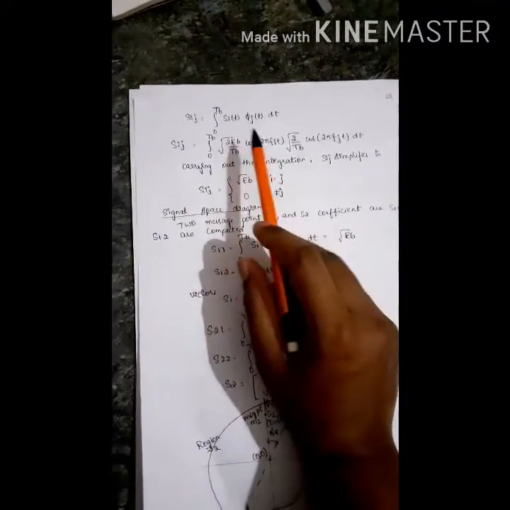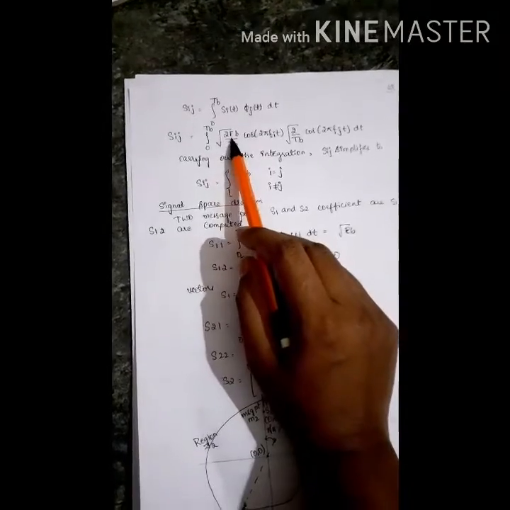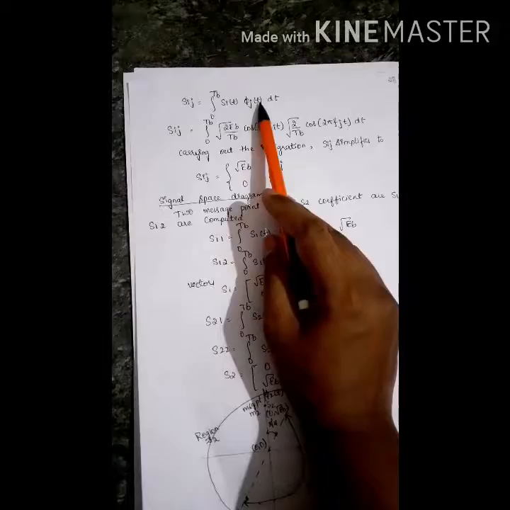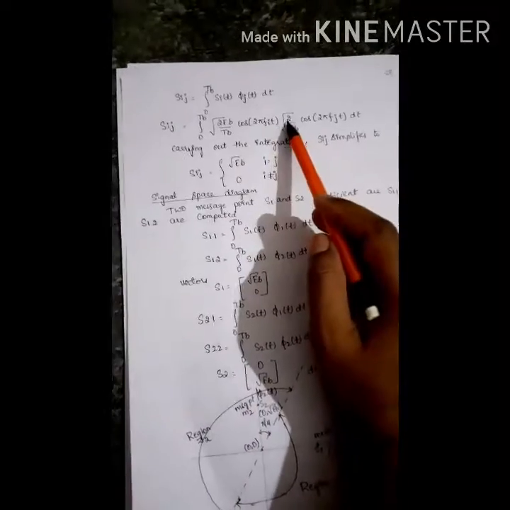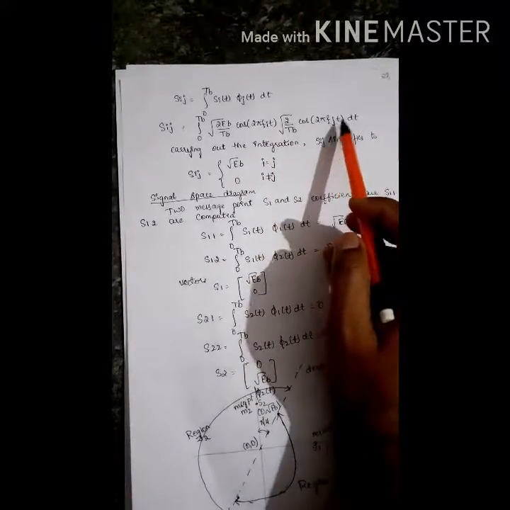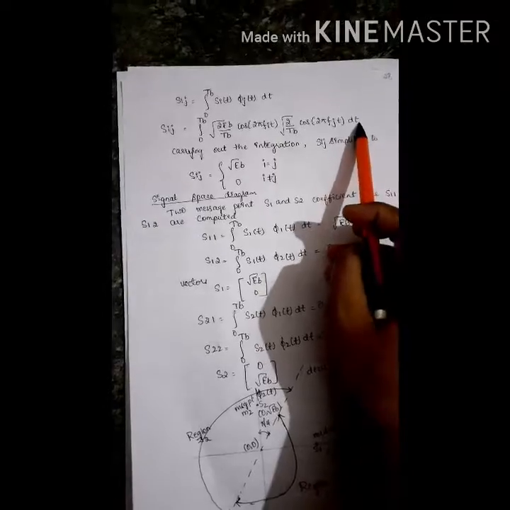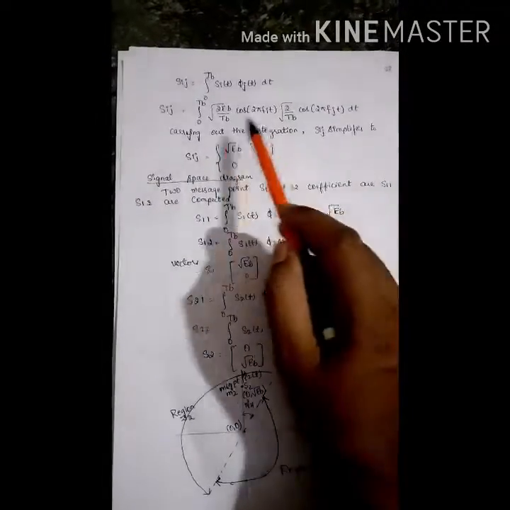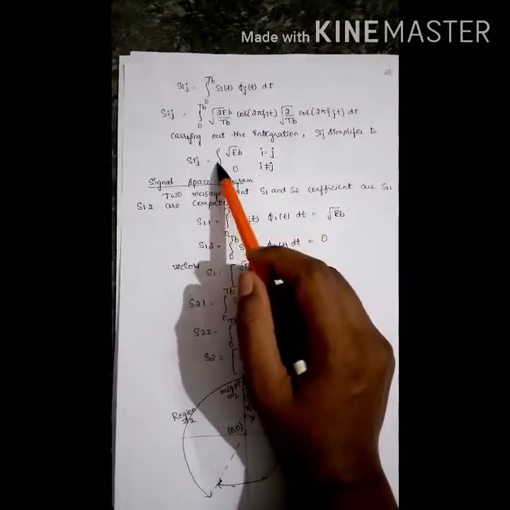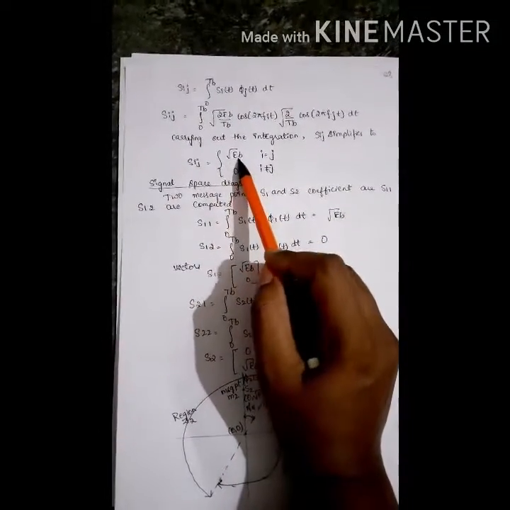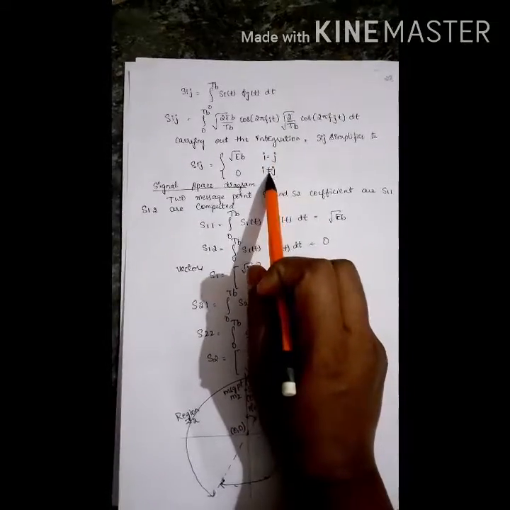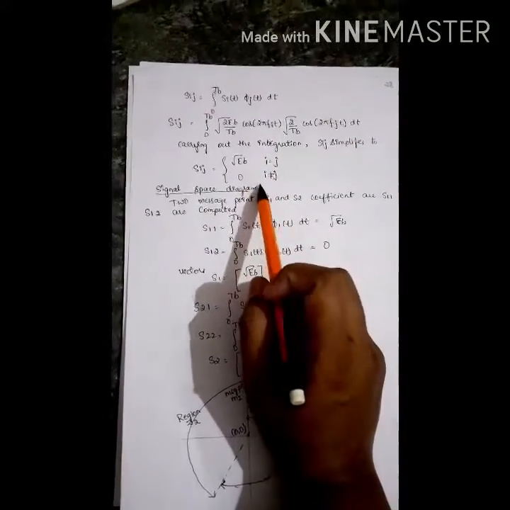This Si of t can be written as square root of 2 EB by TB cos 2 pi Fi t, into phi j of t, which is square root of 2 by TB cos 2 pi Fj t, dt. So carrying out the integration, Sij simplifies to square root of EB when i is equal to j, and when i is not equal to j, then the value will be 0 only.